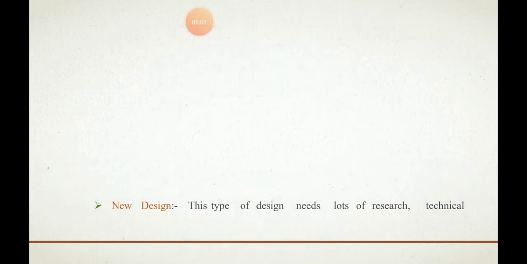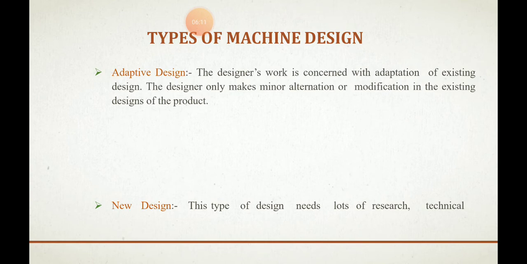I will first start with the adaptive design. It is a design in which we make a minor modification in the existing design. What does it mean? For example, suppose one product is already available in the market. I will take that product and make some minor modification. Maybe I will change the color of that product, or replace one part in that existing product, and I will treat it as a new product. That is what the adaptive design is.